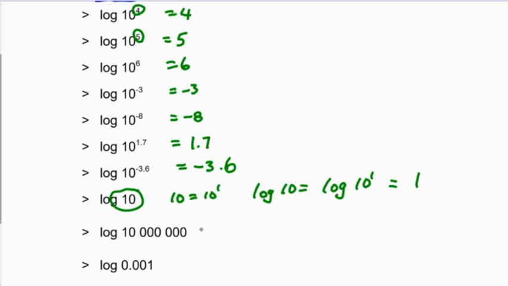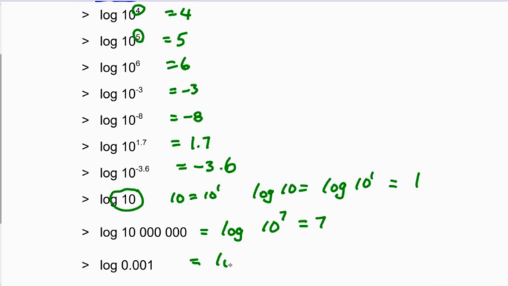What have I got here? I got 10 million. Well, 10 million is the same thing as saying 10. And for numbers that are written like this, scientific notation is wonderful. 1, 2, 3, 4, 5, 6, 7. That's 10 to the 7. So the log is simply a 7.